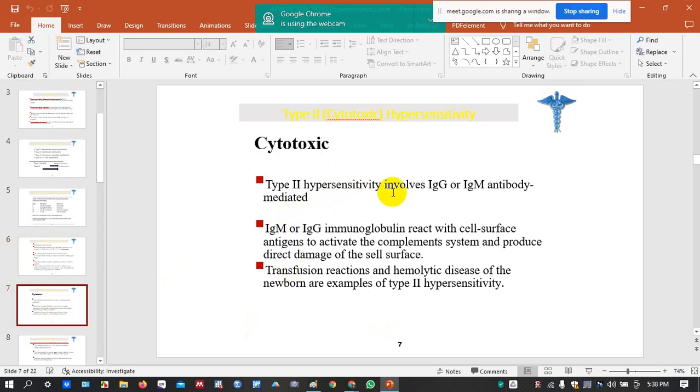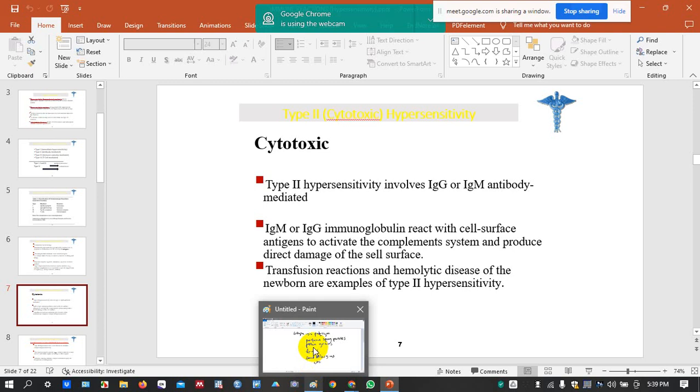So type 2 hypersensitivity involves immunoglobulin. Okay, so we are on type 2 hypersensitivity reactions, and this one involves immunoglobulin G or immunoglobulin M, antibody mediated. So it's an antibody mediated cytotoxicity. The immunoglobulin M and immunoglobulin G react with cell surface antigens to activate the complement system and produce direct damage of the cell surface. Examples are found in transfusion reactions and hemolytic disease of the newborn. So let's see, how does transfusion reaction occur due to type 2 hypersensitivity reactions?